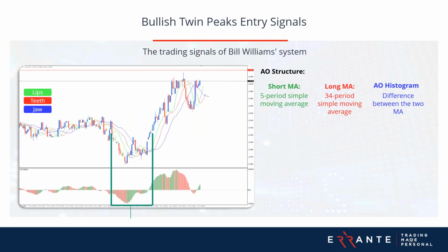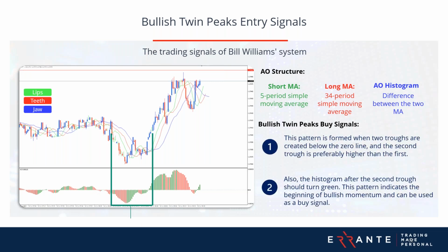On the other side, we have the bullish twin peaks pattern, just the opposite, formed when two troughs appear below the zero line on the AO histogram, with the second trough being higher than the first, followed by a green bar, as you can see here on my slide. This pattern indicates the beginning of the bullish momentum and can be used as a buy signal.